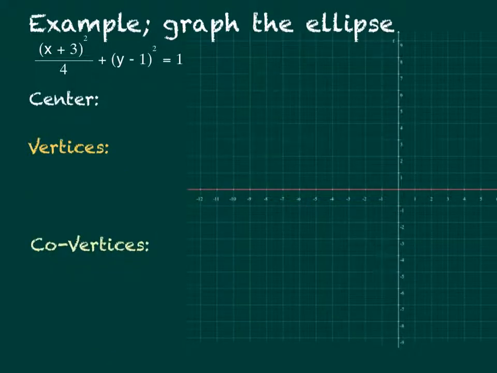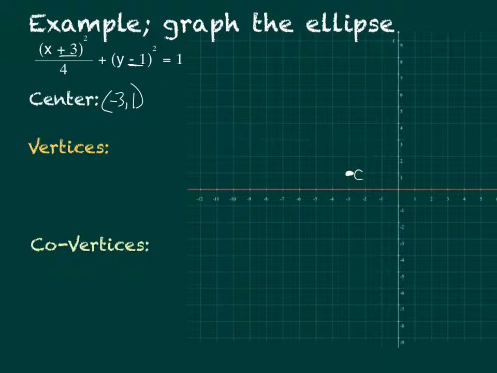In this last example, we want to do the same thing. Already put in standard form, we just want to graph the ellipse. So we find our center point, which has to do with the 3 and the negative 1. So that would be a negative 3 comma 1 for our center. So that's my center point right there.